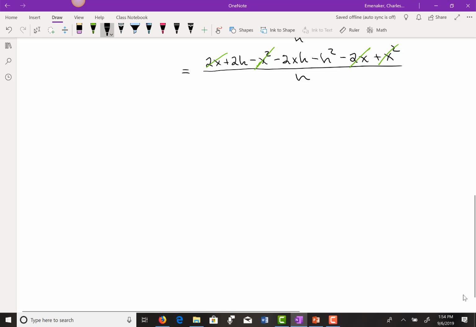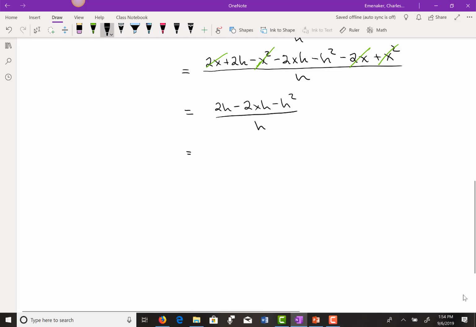Well, that means we can simplify this a little bit. Let's write down what we have left. We have a 2h minus 2xh minus h squared all over h. Are you with me so far? I don't want to lose you anywhere. I know I'm going to keep asking, and I'll do this all semester. Does this make sense? Do you follow me? Are you here? Because I don't want you lost.